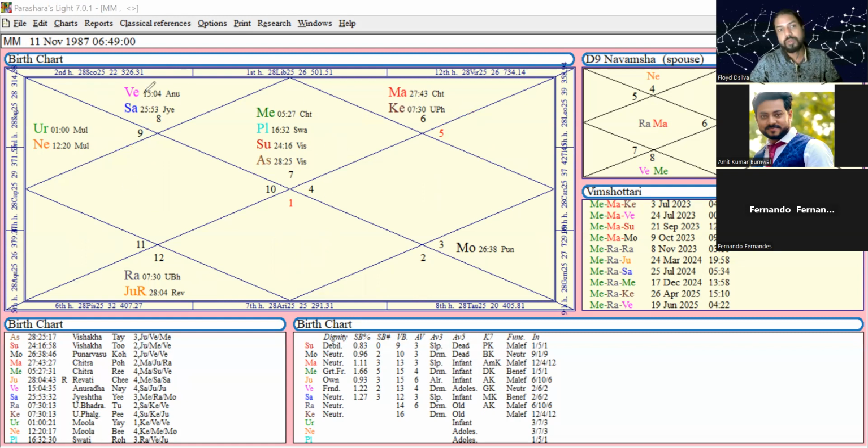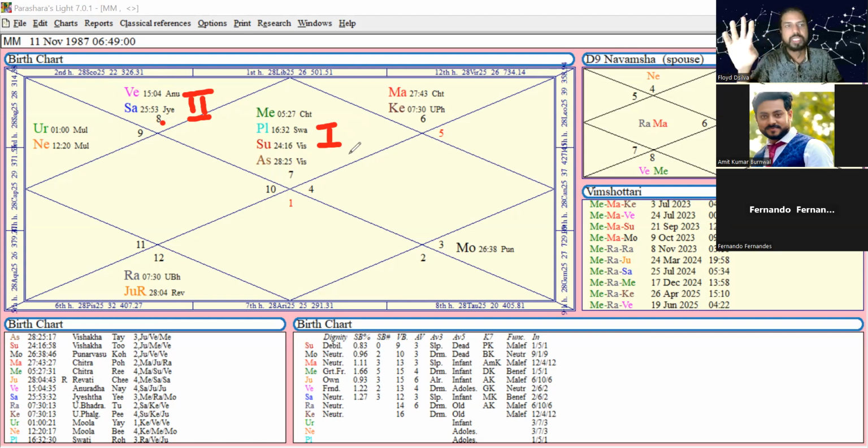So where is Venus placed? Can anyone tell me? Second house. Second house. Starting from top center, we count anti-clockwise, so it is in the second house. And there is a small number 8, which represents the sign. We'll come to the sign later.